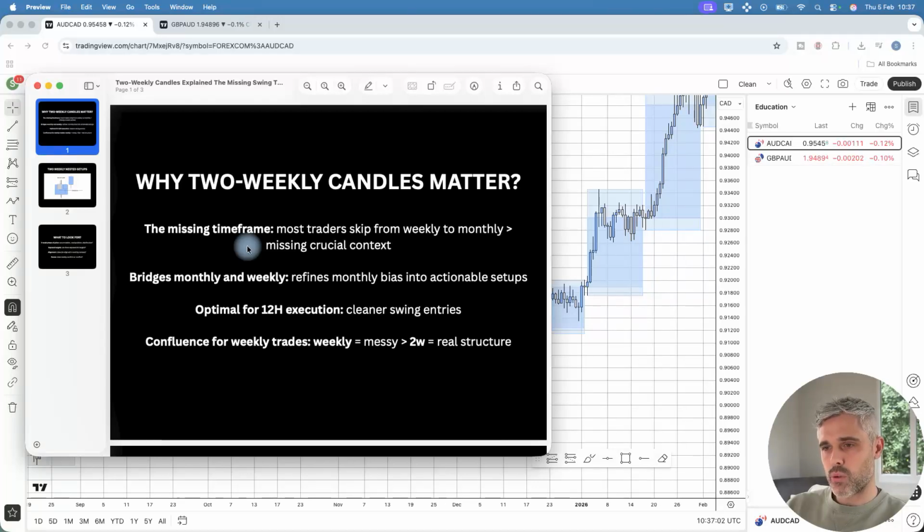You get a lot of clean swing entries if you just want to check the charts twice a day and get on with your life or your job or see your family and properly swing trade with effective targets in the market. Clean execution on the 12-hour. Clean targets on the 2-week.